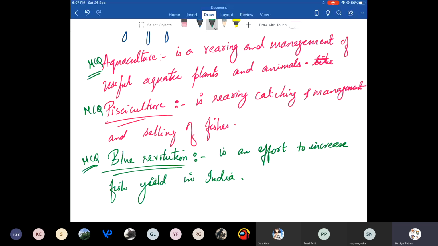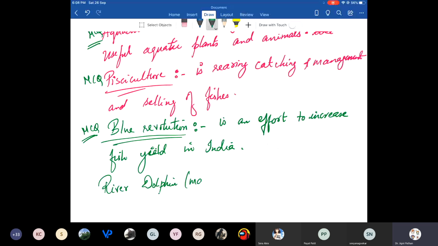River dolphin, a mammal, is the National Aquatic Animal of India. Is it done?